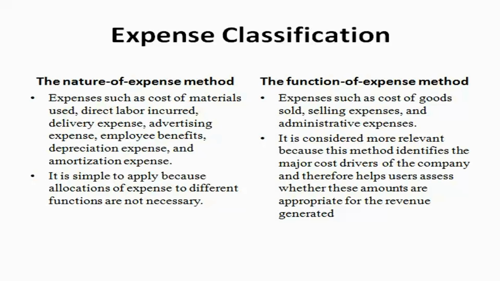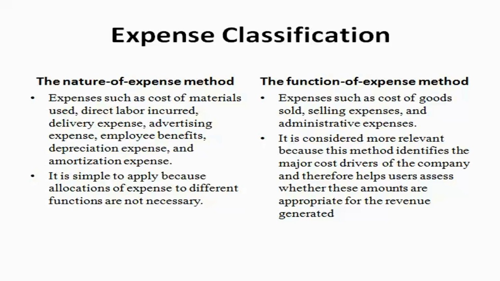First, the nature of the expense methods. The nature of the expense methods are expenses such as the cost of the materials used, direct labor incurred, delivery expenses, advertising expenses, employee benefit, depreciation expenses, and amortization expenses. It is simply to apply because allocation of the expense to different functions are not necessary.